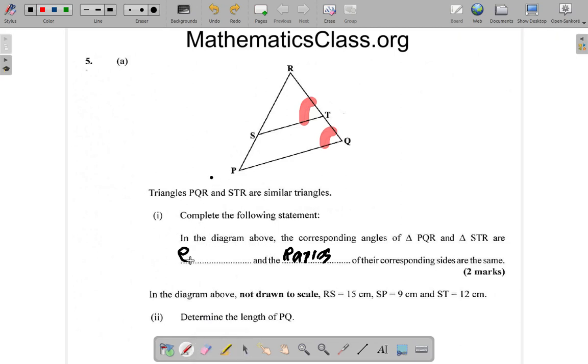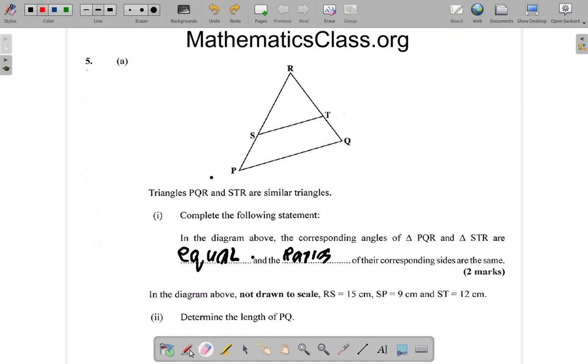They are equal. In the diagram above, the corresponding angles of PQR, this and this, are equal. Same thing as saying PQR, this and this, they are equal. Well, this one applies to both triangles at the same time, so they are equal. Now let us erase what we have up here.